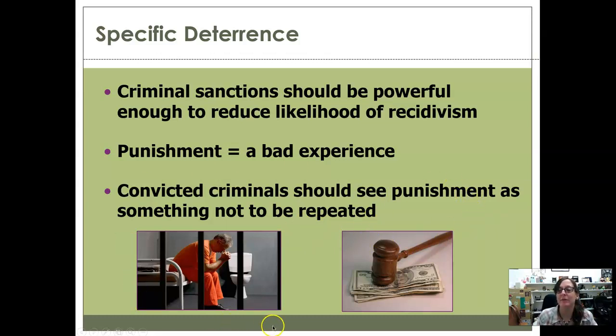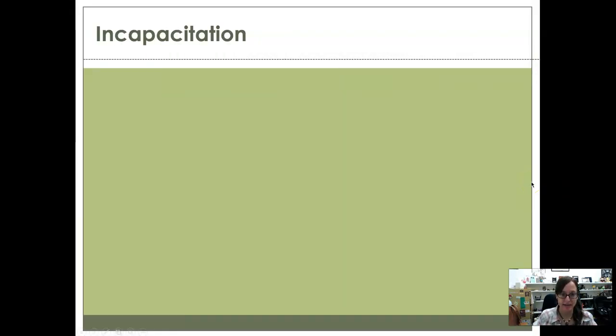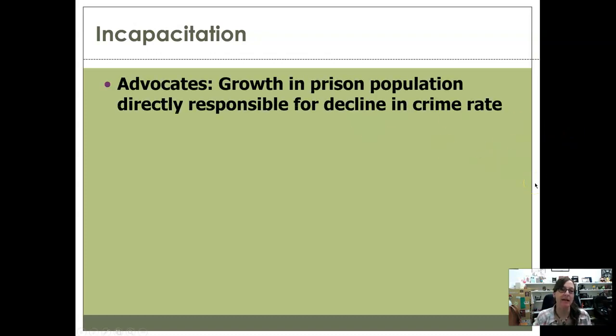Whatever the sanction is, it needs to be something bad enough that makes it so that person doesn't want to commit crime again because they've seen the costs of it and it's just not worth it. Incapacitation essentially just means if somebody is physically incapacitated, so they are in prison, they can't commit crimes.